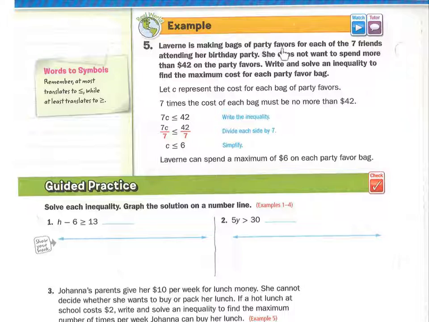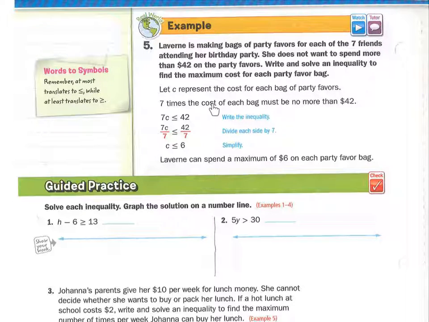Laverne is making bags of party favors for each of the 7 friends attending her birthday party. She does not want to spend more than $42 on the party favors. Write and solve an inequality to find the maximum cost for each party favor bag. Let C represent the cost of each bag of favors.